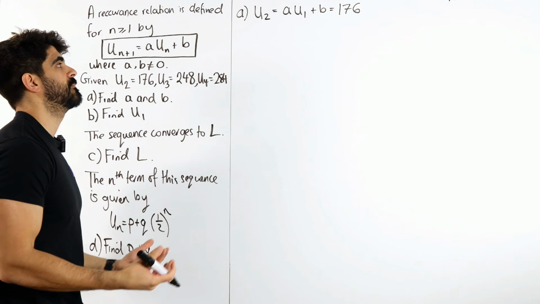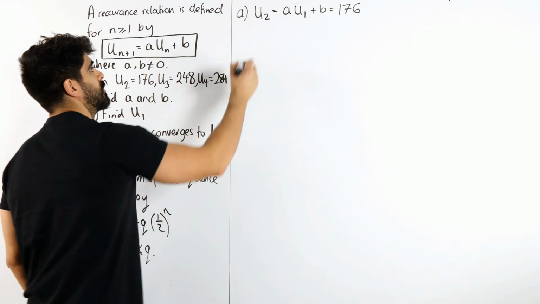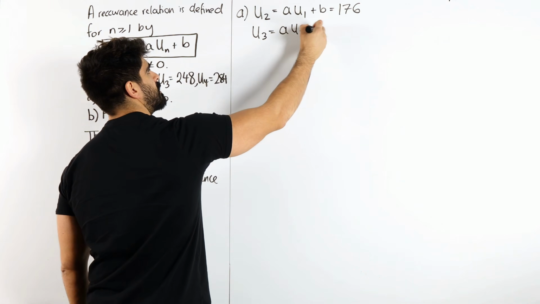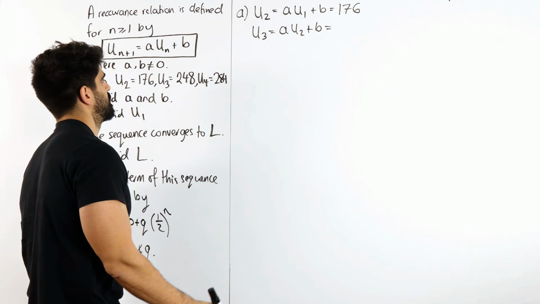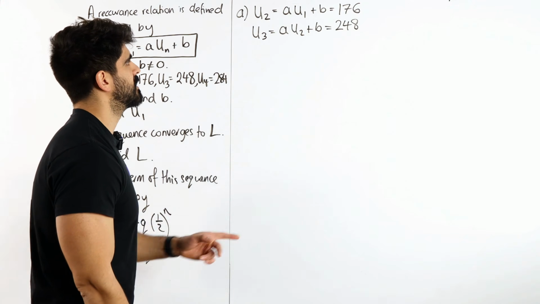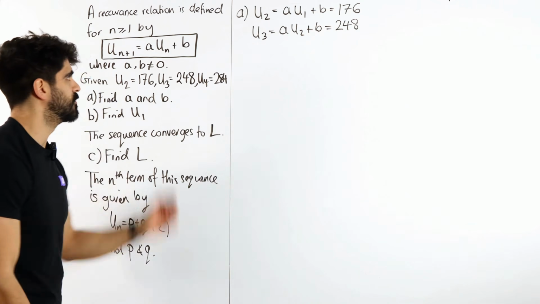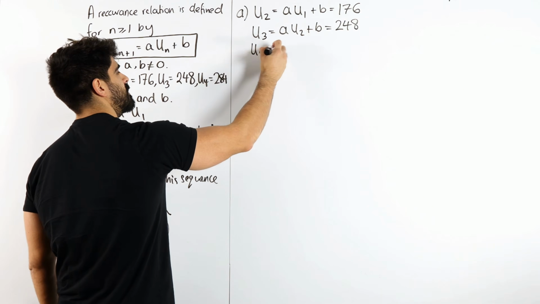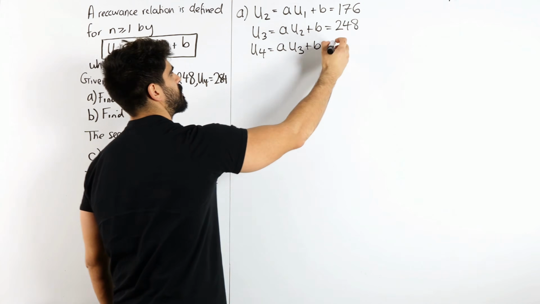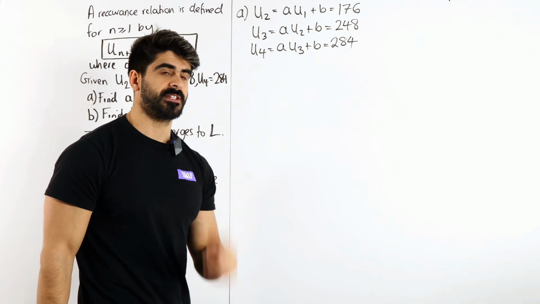Well, we don't know U1 and b. We don't know U1. It's not going to help us out here. We can go to U3. U3 is a lots of the previous term, which is U2, plus b, which is 248. I mean, that's kind of handy because we know what U2 is. U2 is 176, so we can actually replace it here. Let's go to U4. So this gives me simultaneous equations vibes. U4 is a lots of the previous term plus b, and that is 284. And again, we know this value. So this is simultaneous equations.